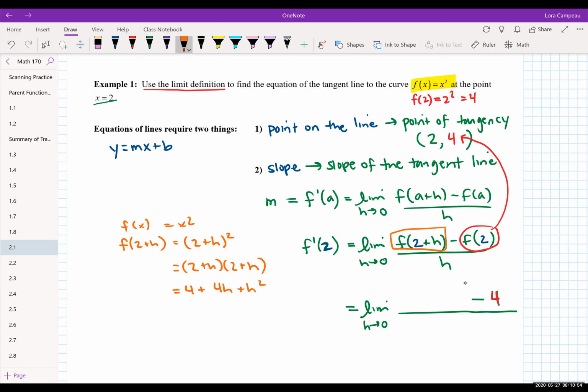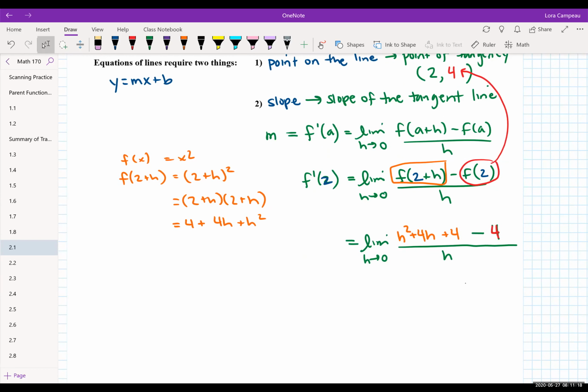And a lot of times people like to write the h squared first, the 4h second, and the 4 at the end, so descending order for you. But that's what we're going to replace in our function. So h squared plus 4h plus 4. And again, we're still all over h.